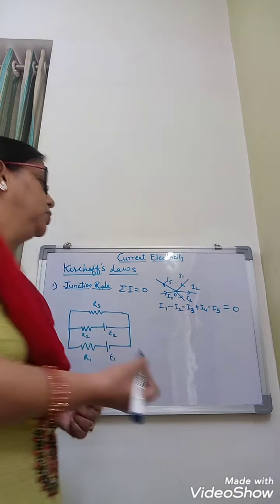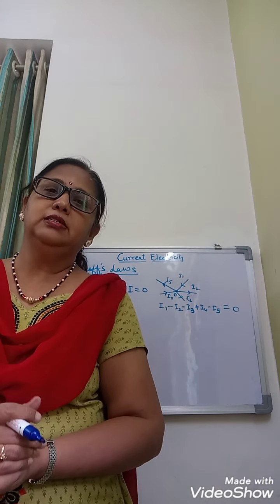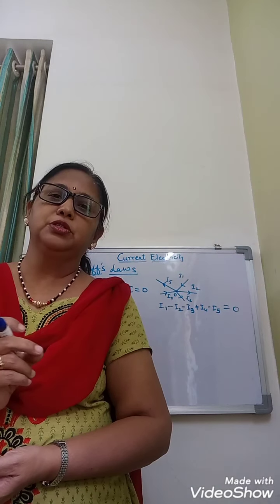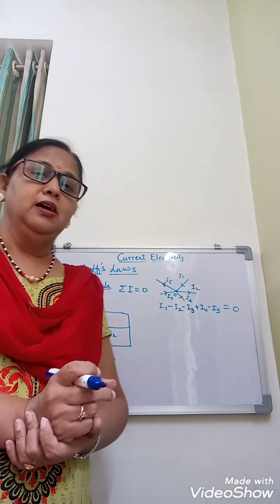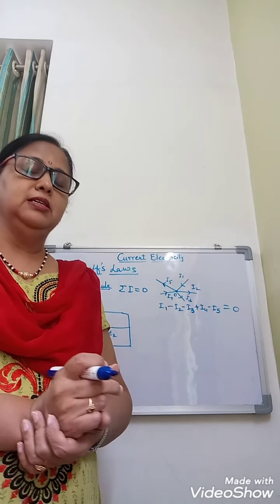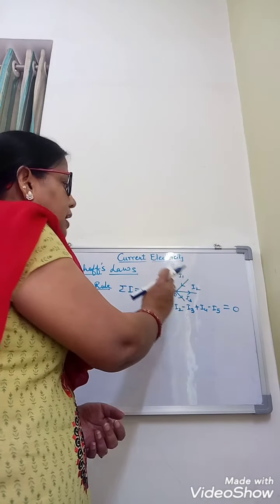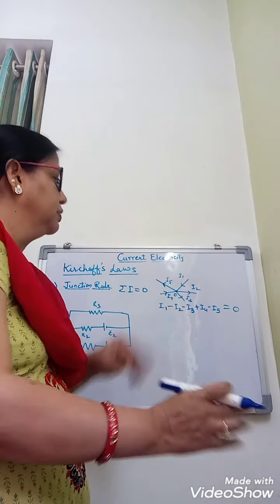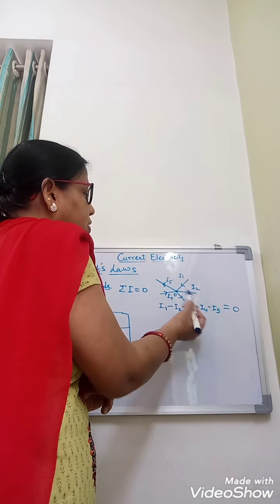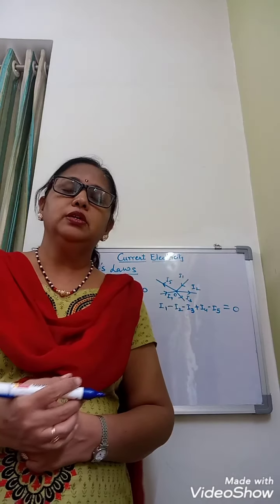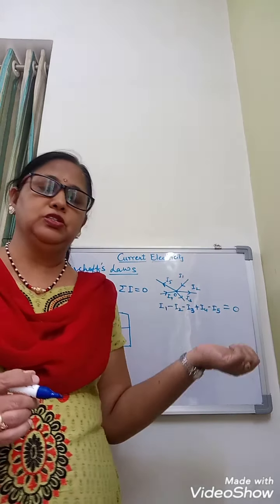Algebraic sum, in this way we have to take the algebraic sum. What is the algebraic sum? It is the sum of currents with a particular sign, positive or negative. So we call it the algebraic sum of currents. We have to take some currents as positive and some currents as negative. So we have used the sign convention that all the incoming currents are positive and all the outgoing currents are negative. So I1 is incoming, so plus, and I2 is outgoing, minus. In this way we can write the equation using Kirchhoff's first law.